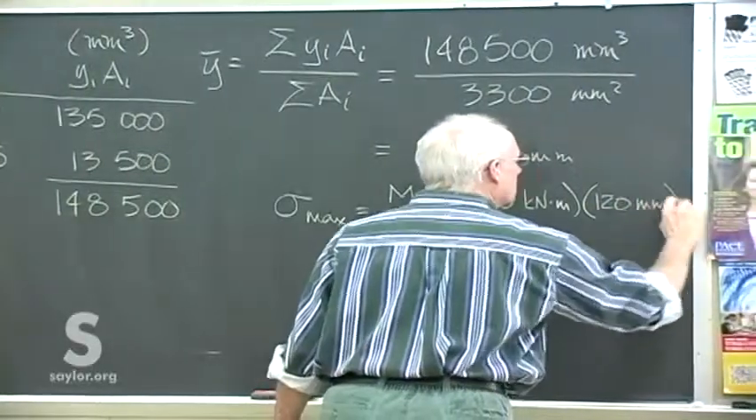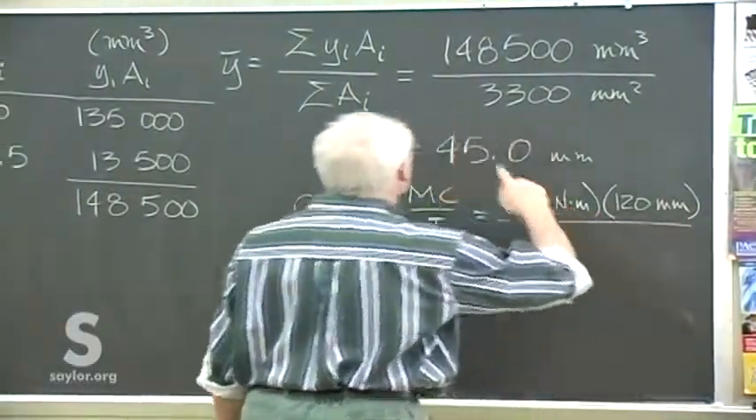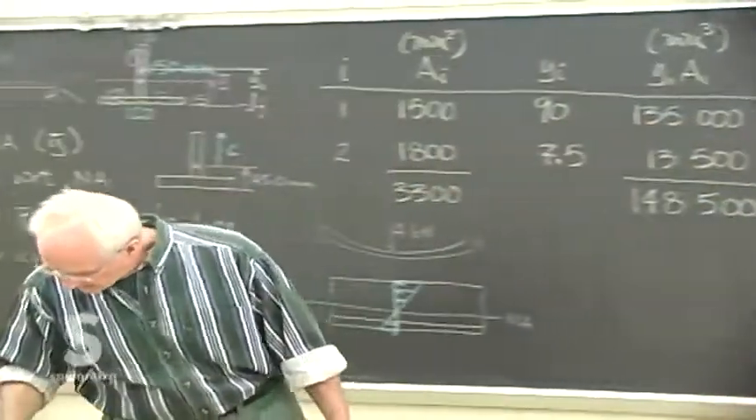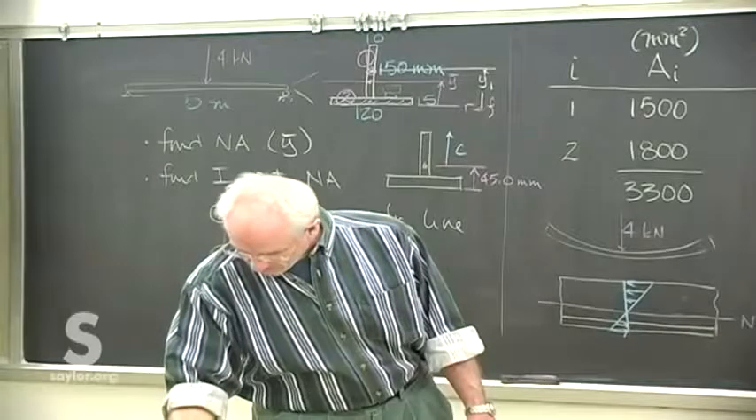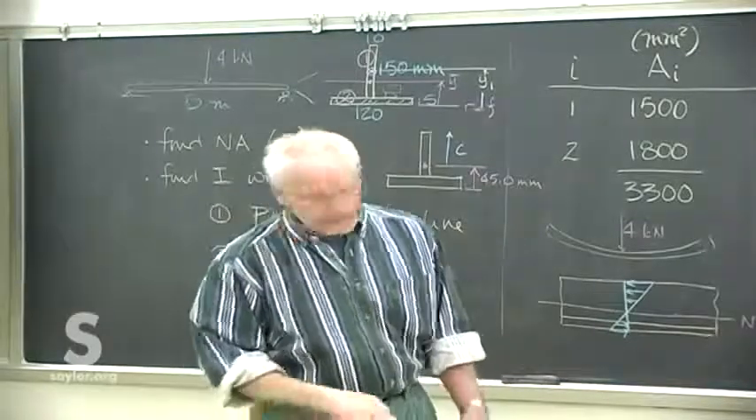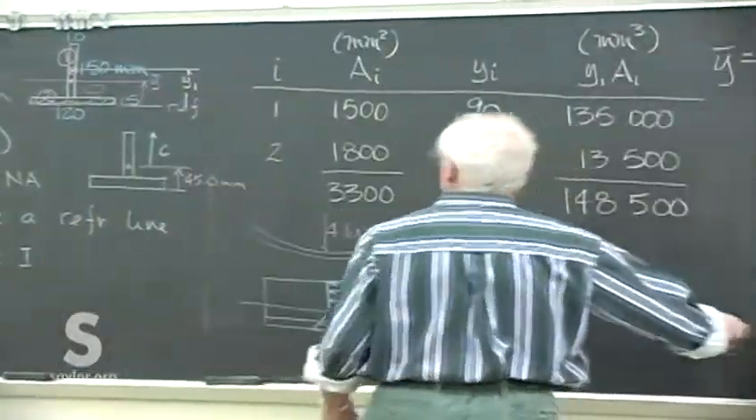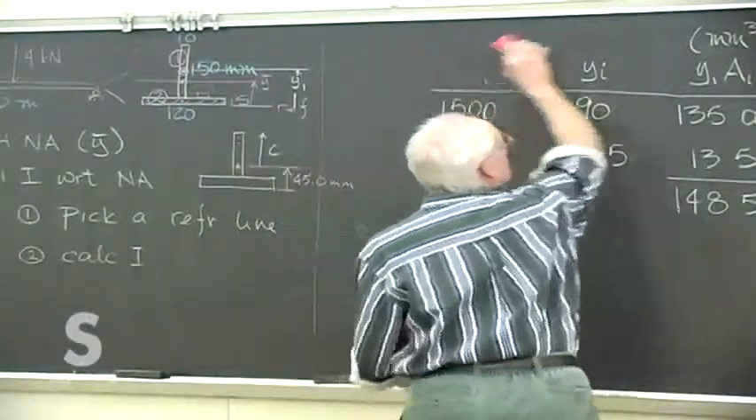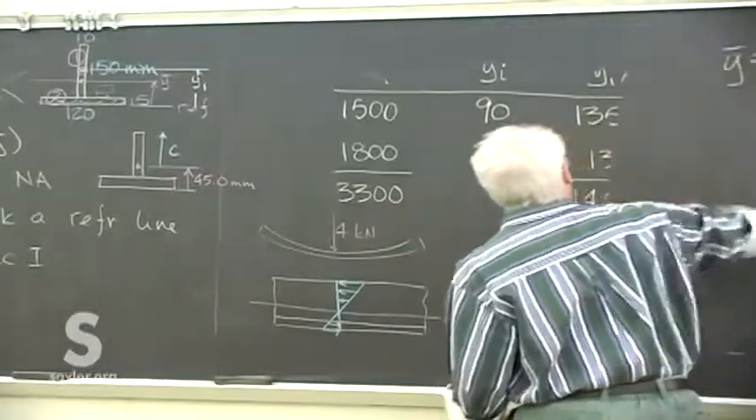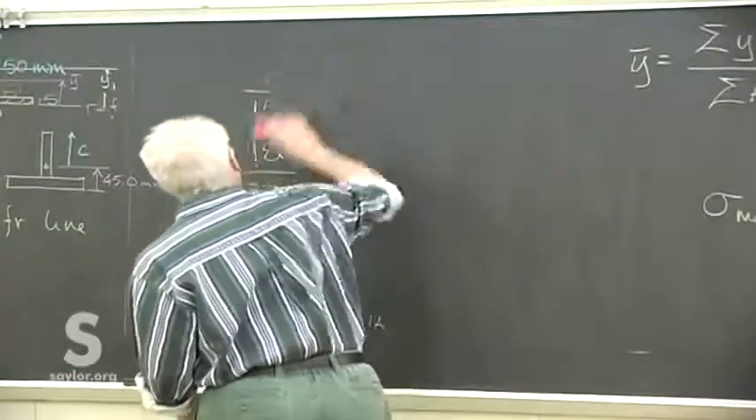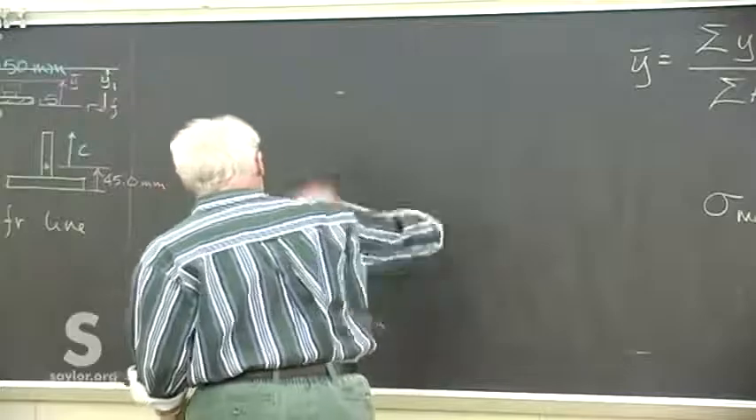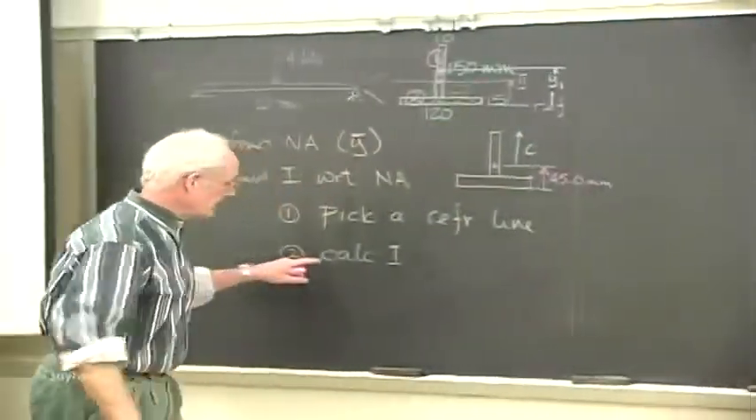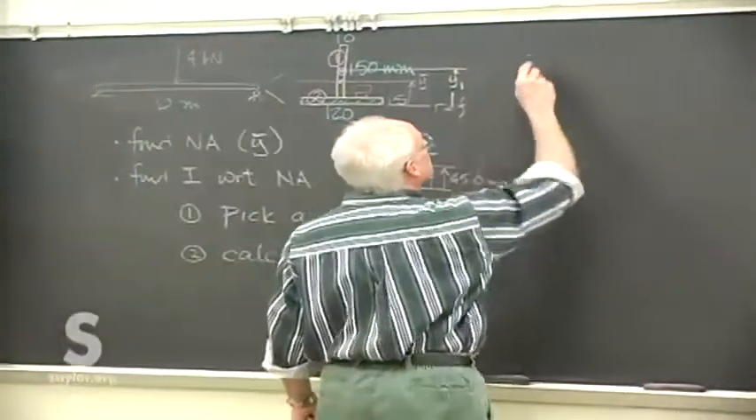As usual, we've got to watch the units. And then we didn't figure out the moment of inertia, did we? We got too excited here. We didn't figure out the moment of inertia. We got the neutral axis, but then we didn't figure out the moment of inertia with respect to that neutral axis. And it says so right there, calculate I. I just didn't even read it.